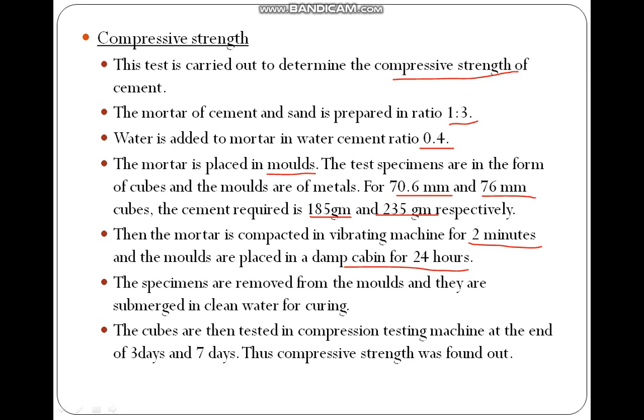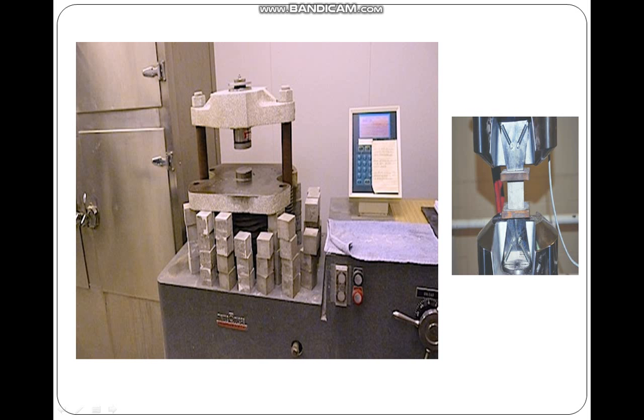The specimen is removed from the molds and submerged in clean water for curing. The cubes are then tested in the compression testing machine at the end of 3 days and 7 days, so the compression strength is found out. This is the compression testing machine for the cement cube. You can see the cement cube between the plates.